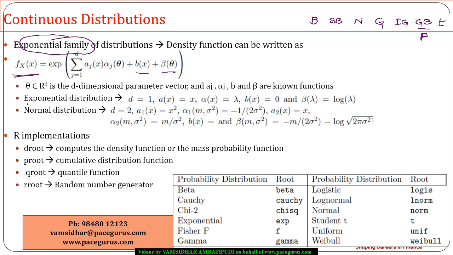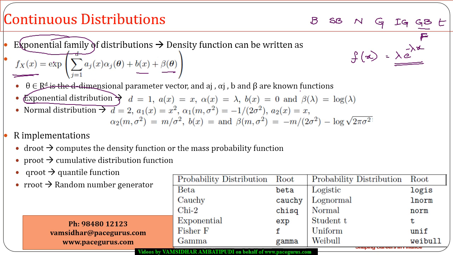So just for example, I'll talk about the basic exponential distribution. We know for an exponential distribution, f of x is nothing but lambda e power minus lambda x. Now, how do I write it in this exponential family?